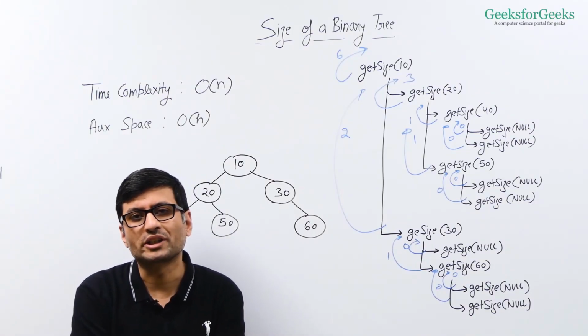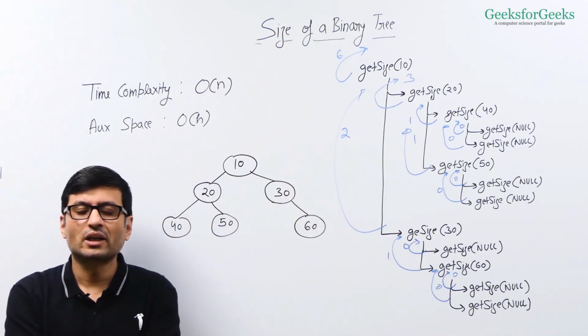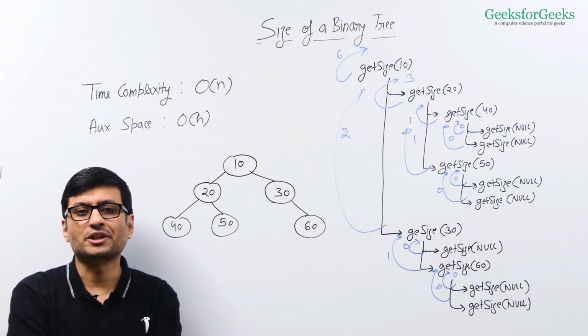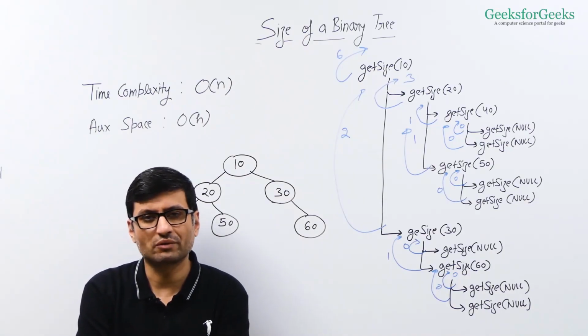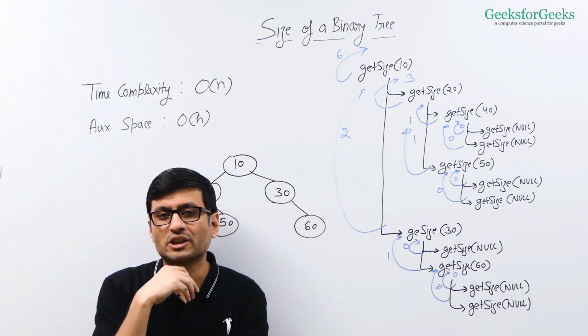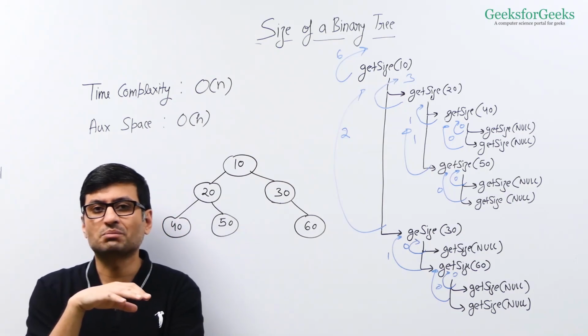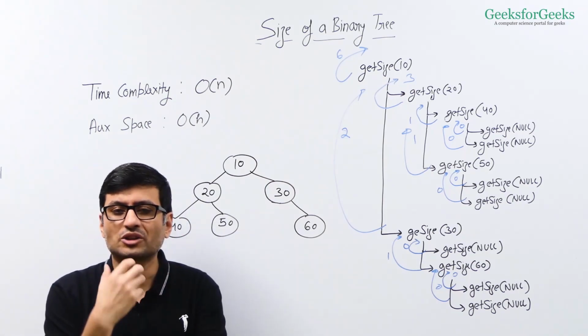So the time complexity is simply big O of n, because every node is visited exactly once, and there is big O of 1 computation, or constant computation, that we do for every node. We simply add 3 values, right? So its overall time complexity is big O of n. Auxiliary space required for this solution is big O of h. How is it big O of h?